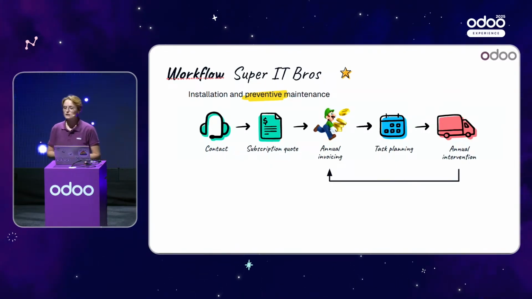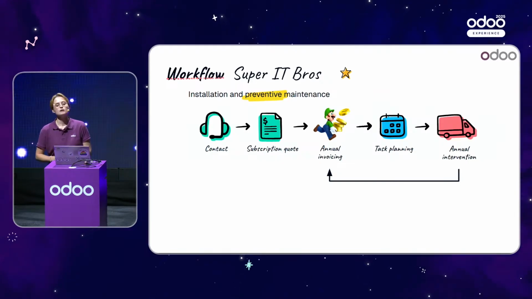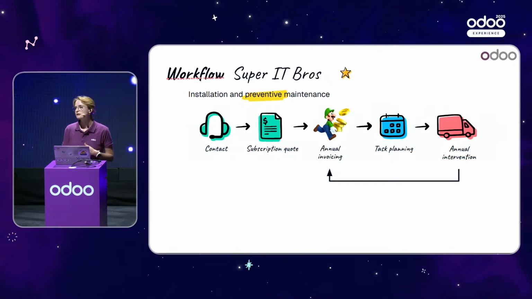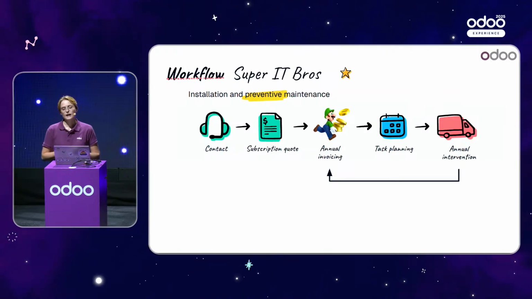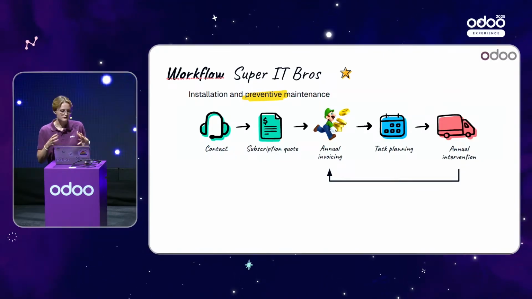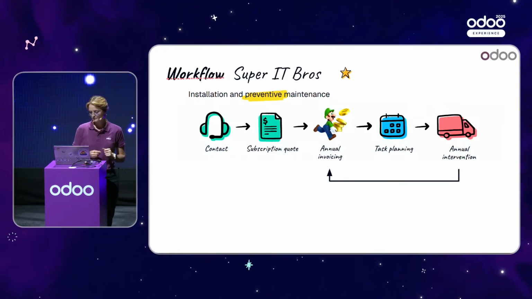Because this is a yearly contract, so it's an annual contract, we want to do this invoicing and the intervention on a yearly basis, and we of course want this flow to be as automated as possible.